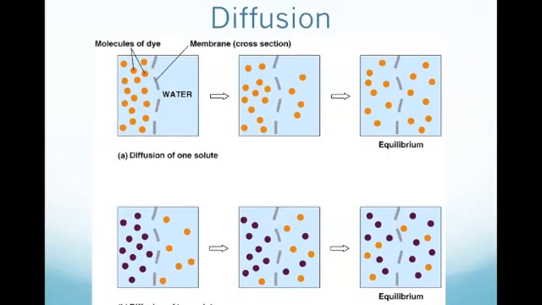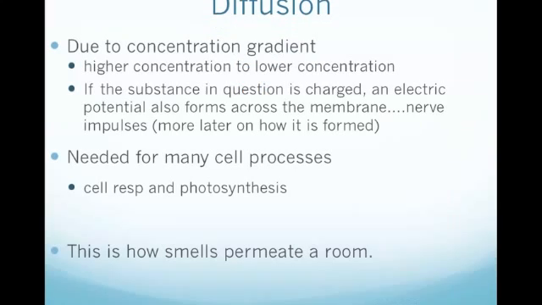And even with two solutes, they will move from their area of high concentration to their area of low concentration until equilibrium is met. So all of these things like oxygen and carbon dioxide are able to passively move across the membrane, and will always go from high to low concentration. So as this says, it is always due to a concentration gradient. A general example is how smell permeates a room.